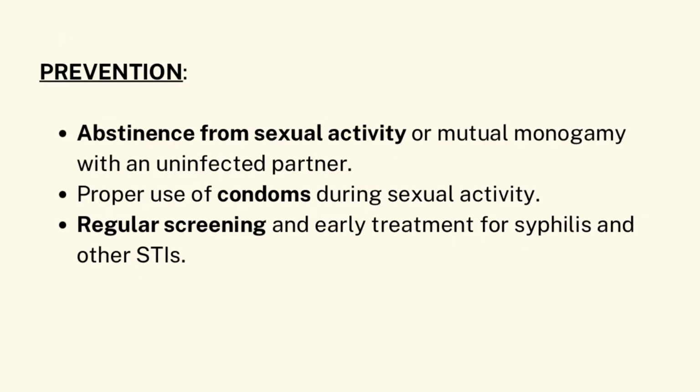Syphilis can be prevented by abstinence from sexual activity or mutual monogamy with an uninfected partner, proper use of condoms during sexual activity, and regular screening and early treatment for syphilis and other sexually transmitted infections.